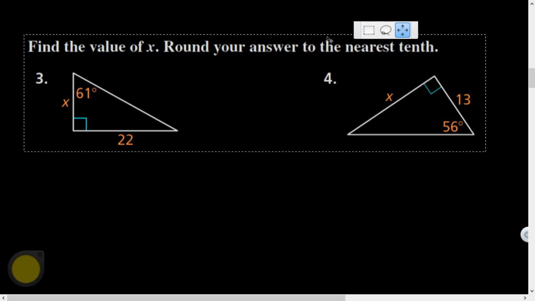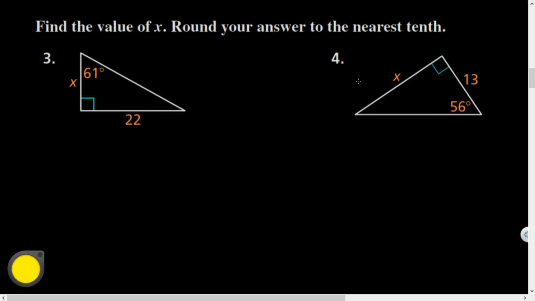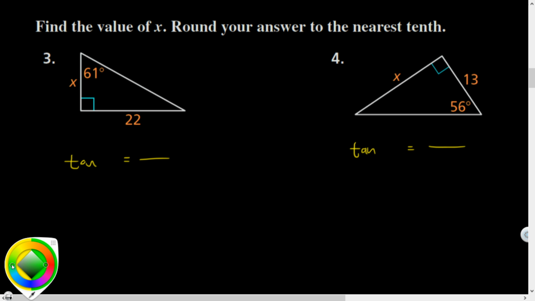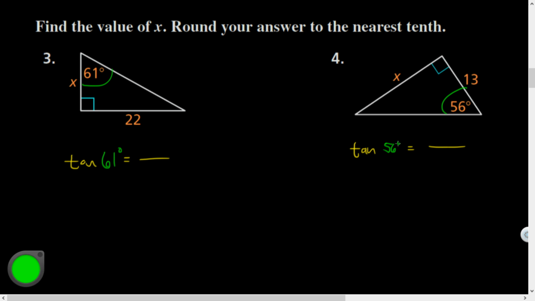So let's do another couple examples from the monitoring progress. It's all about setting up the right ratio, first of all. So tan of what angle is equal to what ratio? Here, my angle is 61 degrees. Here, my angle is 56 degrees. And the opposite from the 61 is 22. And it's always the opposite over adjacent. So the adjacent leg this time is the x.